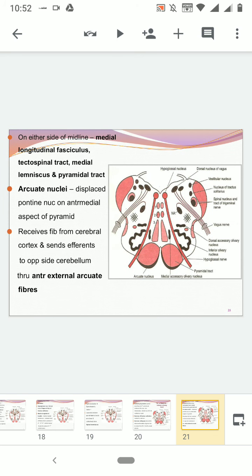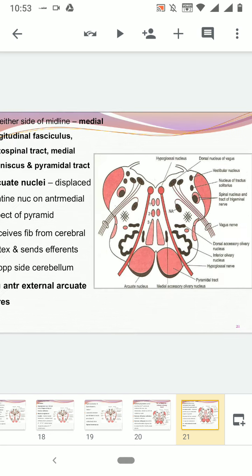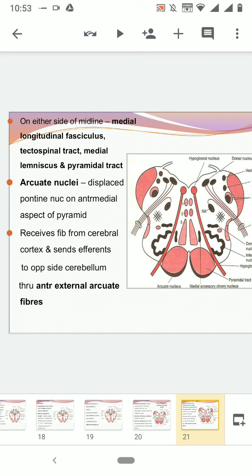On either side of the midline, again I'm revising it a little bit, we have the medial longitudinal fasciculus. Please refer to the diagram. Number 1 is the medial longitudinal fasciculus, the medial longitudinal bundle. Number 2 in the middle is definitely the tectospinal tract. Number 3 is the medial lemniscus and the pyramidal tract.